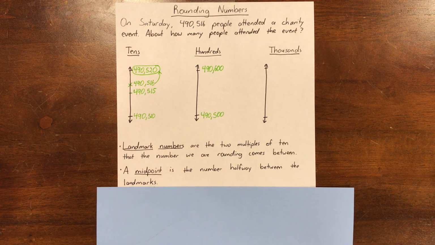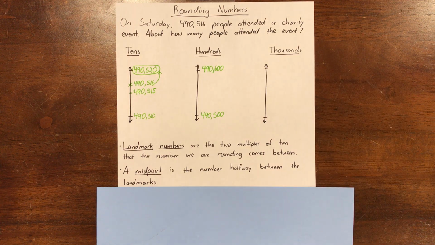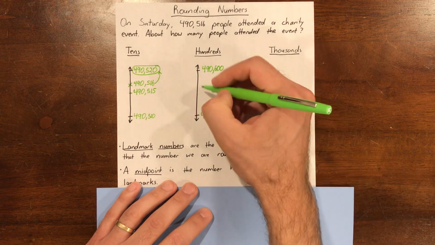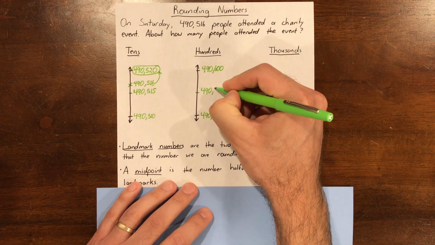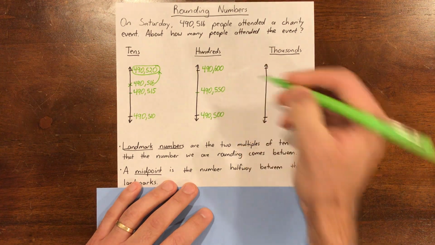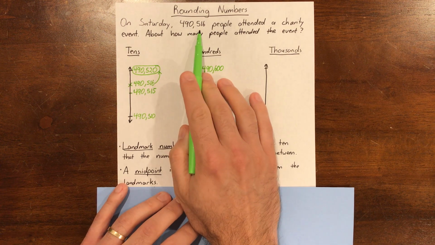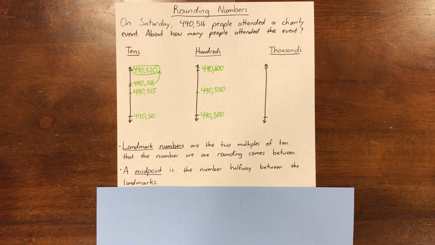All right. And what is the midpoint between these two landmarks? And how do you know? Say it out loud. So 50 is half of 100. So our midpoint would be 490,550. Great. And where should we put 490,516 on this number line? Say it out loud.